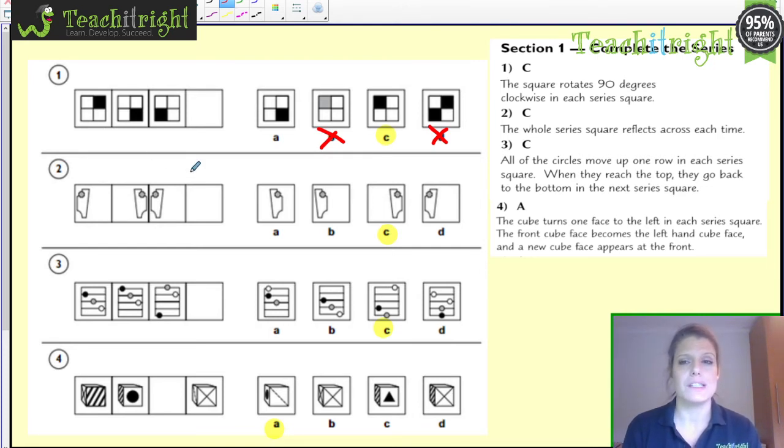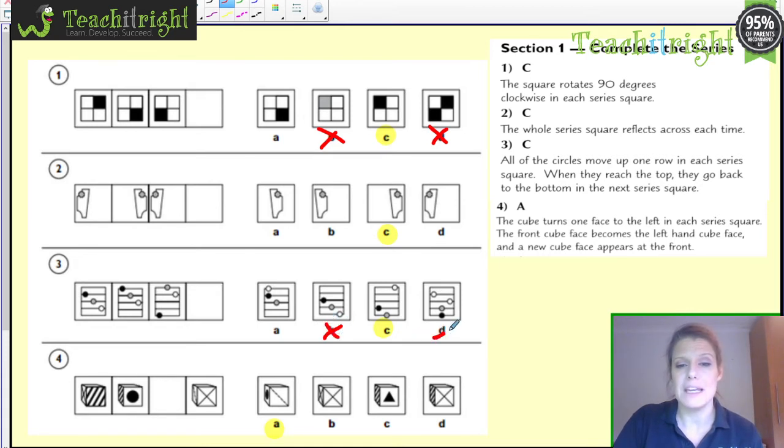Number 3, this was C, and this is because all of the circles are moving up 1 row in each series square. So if you look at 1 circle at a time, for example, if you look at the white one, you can see it starts second from the bottom, then it moves 1 up, then it moves 1 up again. So it's going to be at the top this time, isn't it? And then you look at the position of the other circles in relation to that and figure out where it could be.